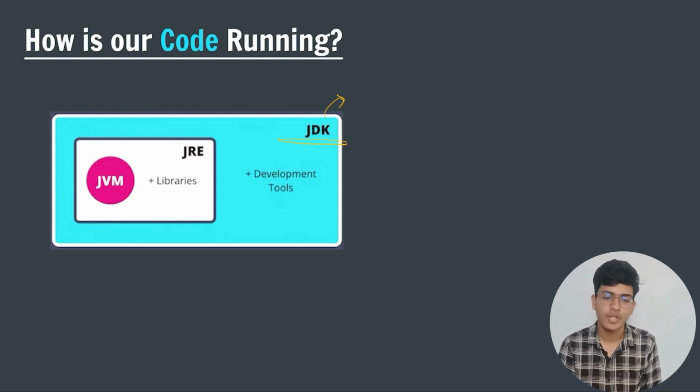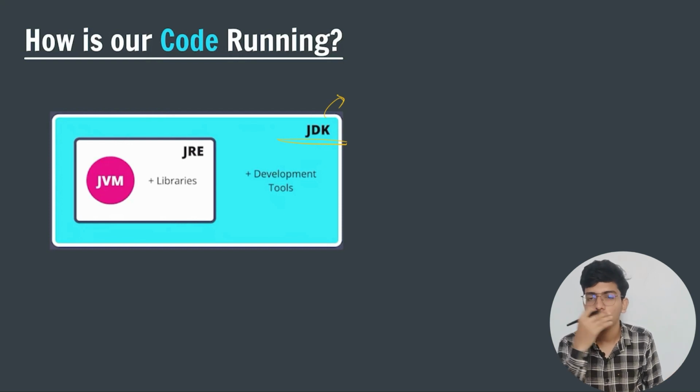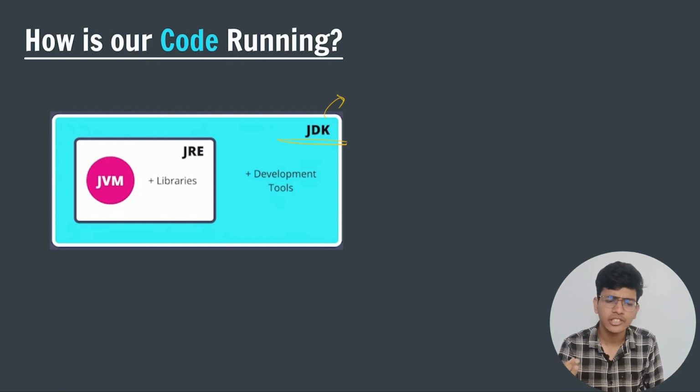The full form of JDK is Java Development Kit. It will give us the JRE along with some development tools, and we'll not talk in detail about the development tools used in development concepts, right? We'll talk about whatever things are necessary for programming. Okay, so along with the JDK we'll get the JRE. The full form of JRE is Java Runtime Environment.